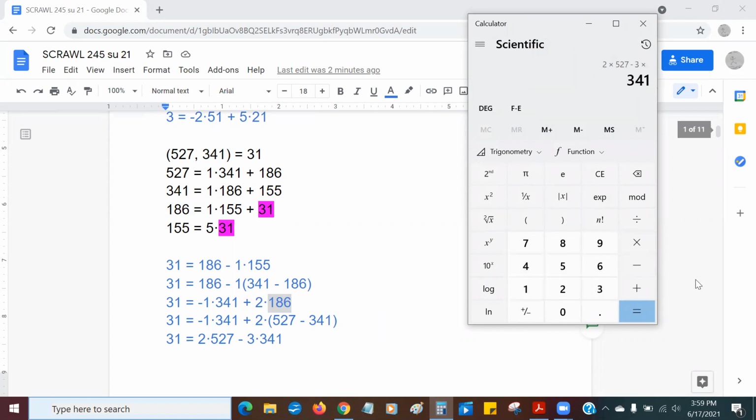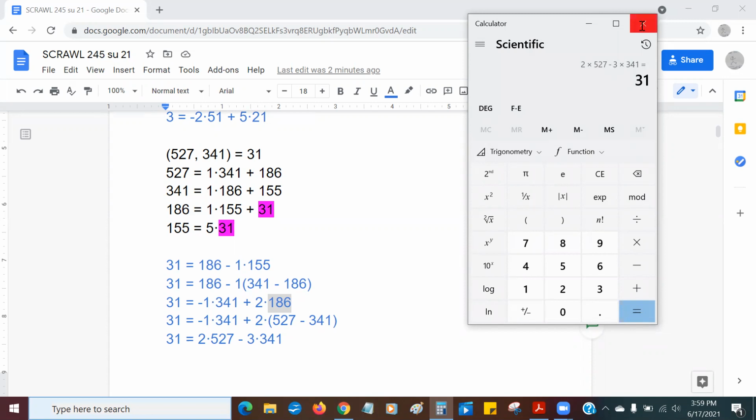341. Okay, drum roll, please. 2 times 527 minus 3 times 341 equals 31. Is that nice? 31, by the way, that's Baskin Robbins. Just thought I'd say that. Alrighty, so that is wonderful. That worked beautifully.